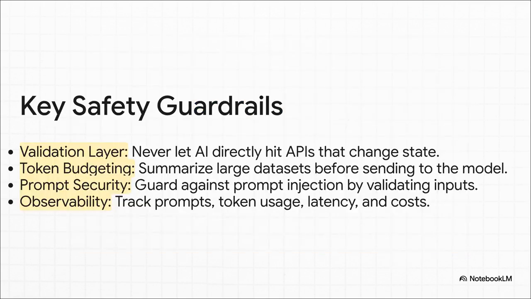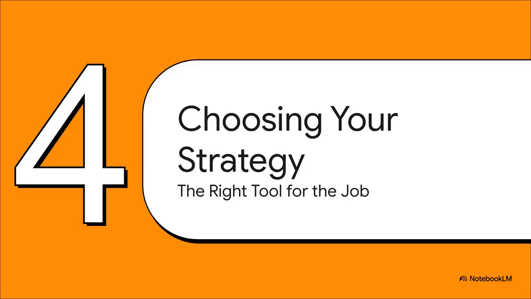And beyond that, you need layers of defense. You have to validate everything the AI wants to do before it actually changes any important data. You've got to keep an eye on your budget by summarizing big chunks of data before you send them to the model. You need to secure your system against users who might try to trick the AI with clever prompts. And finally, you have to observe everything, log every request, every response, so you can track performance and squash bugs when they pop up.